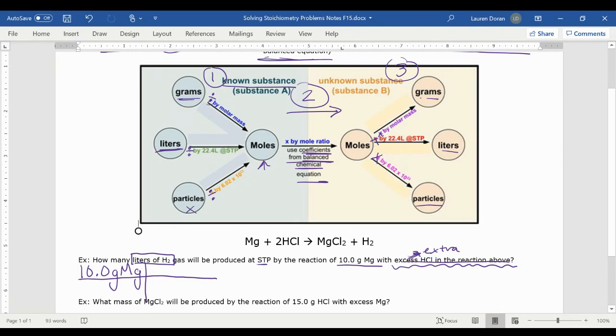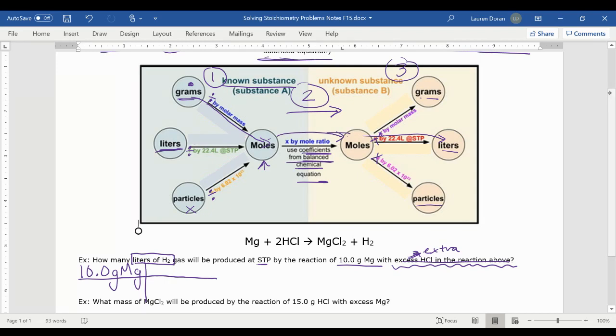So if I look at the map here, I am given 10 grams of magnesium, so I'm starting up here in grams. I need to get to moles, use the mole to mole ratio, and then get to liters. So this is going to be my path. So we're going to set that up in a long dimensional analysis, and you're going to see how the units will cancel. So step one is to get grams to moles.